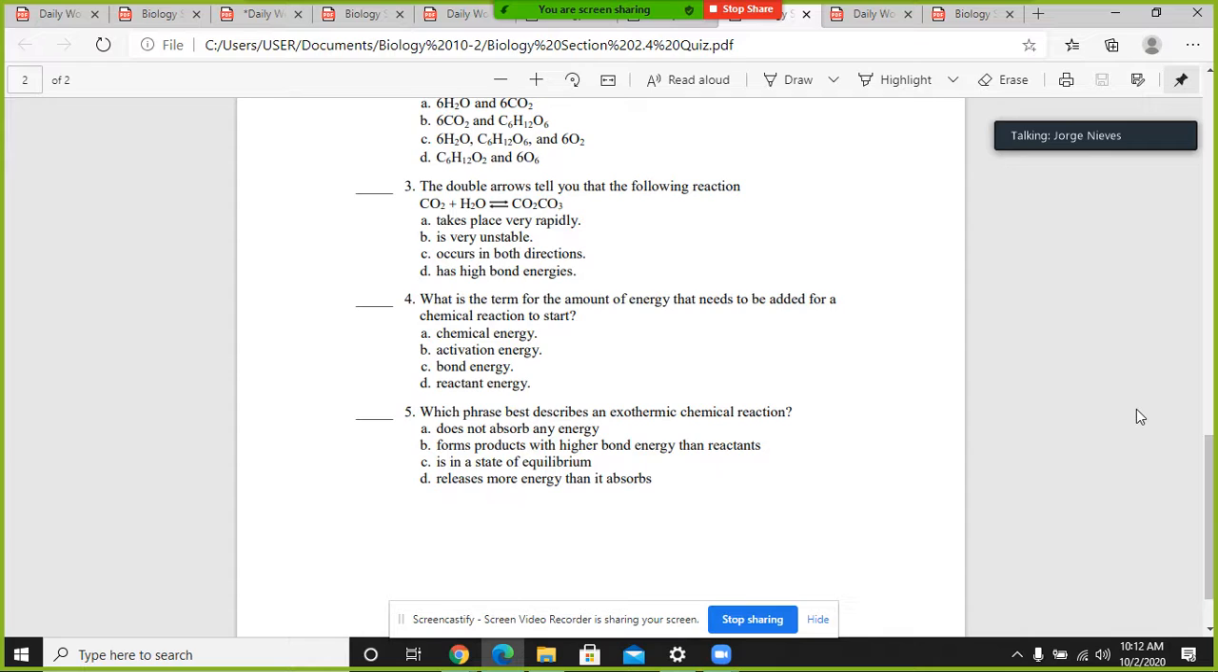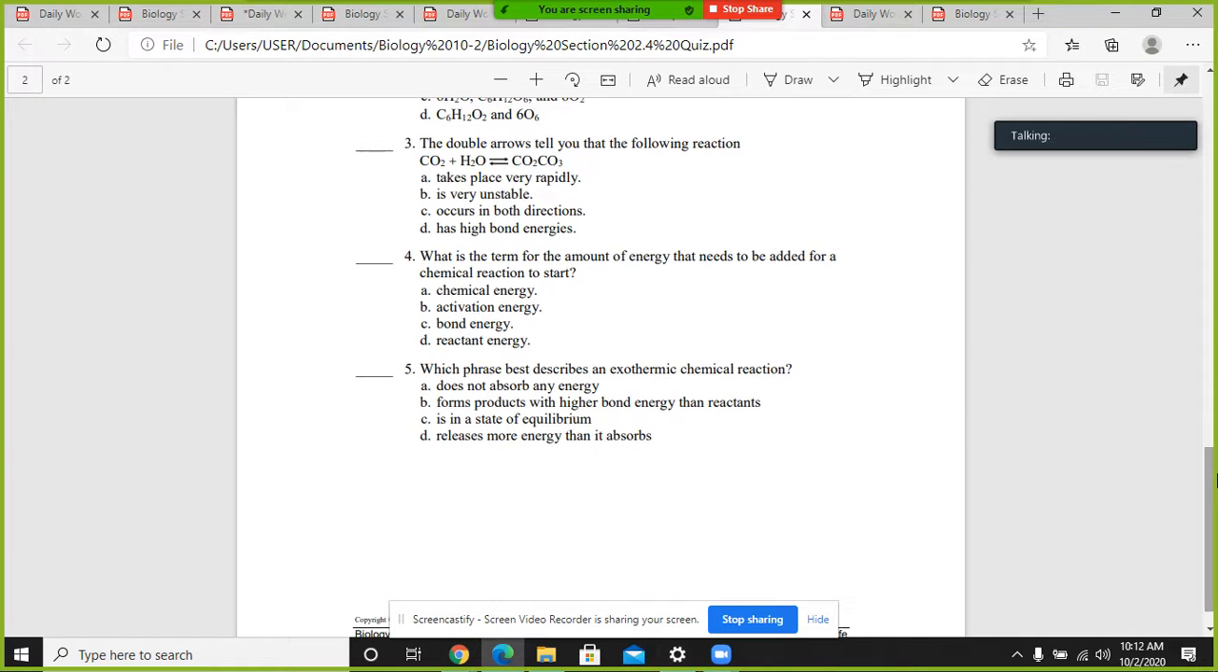Okay, rapidito. Number 3, the double arrows tells you that the following reaction is. Lo dijimos ahorita, hace unos segundos. Si tenemos dos flechas, ¿verdad? Flecha a la izquierda, flecha a la derecha. Exacto. Letter C, occurs in both directions, ¿verdad? De izquierda a derecha o de derecha a izquierda.